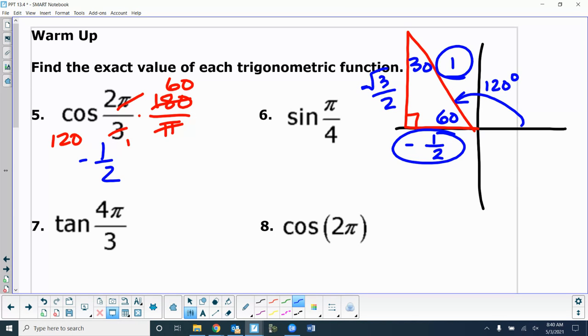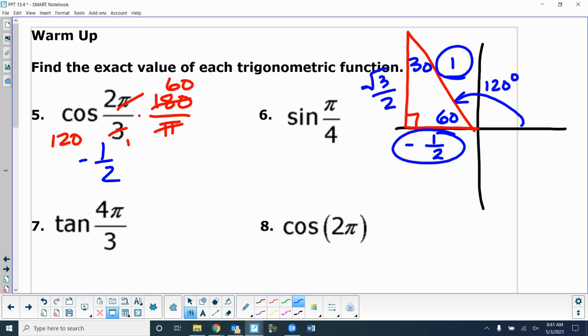All right, 16 through 21, the same thing, but you have to find sine, cosine, and tangent. So for 16, sine is 1/2, cosine is negative radical 3 over 2, and tangent is negative radical 3 over 3. For 17, square root of 2 over 2 for sine, cosine is negative the square root of 2 over 2, and tangent is negative 1.